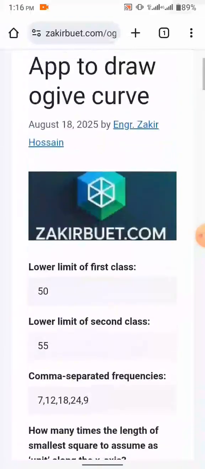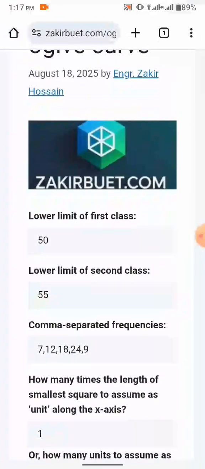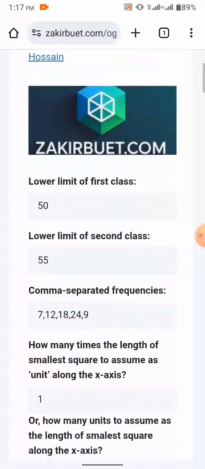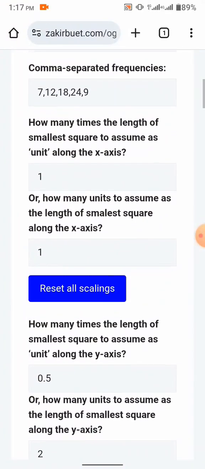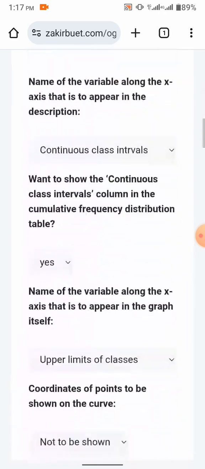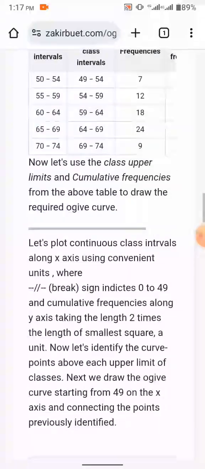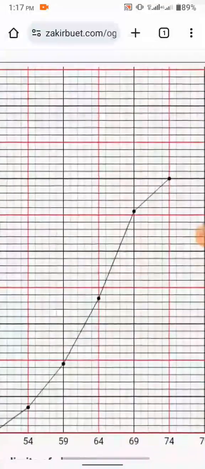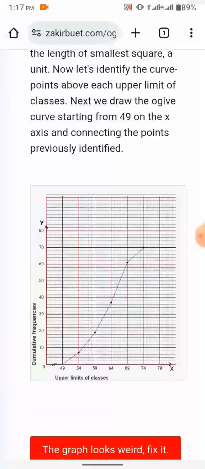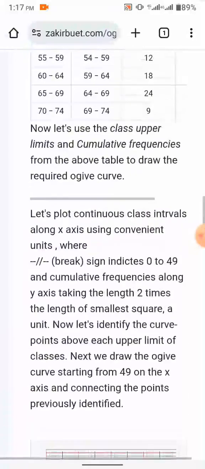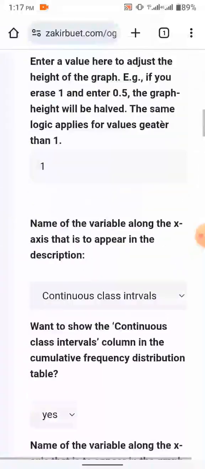And here I have input some default data like lower limit of first class to be 50, lower limit of second class as 55, and some frequencies. Also the scalings along x and y axis, and here is the graph for this data. But your data could definitely be different from this one. So today I'm going to let you know how to use this app using two separate math problems.